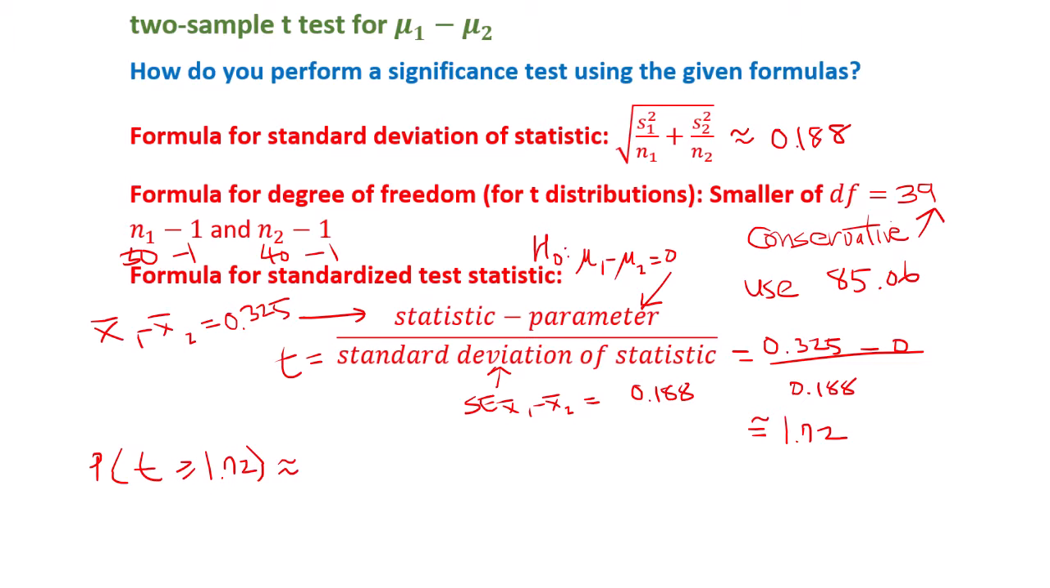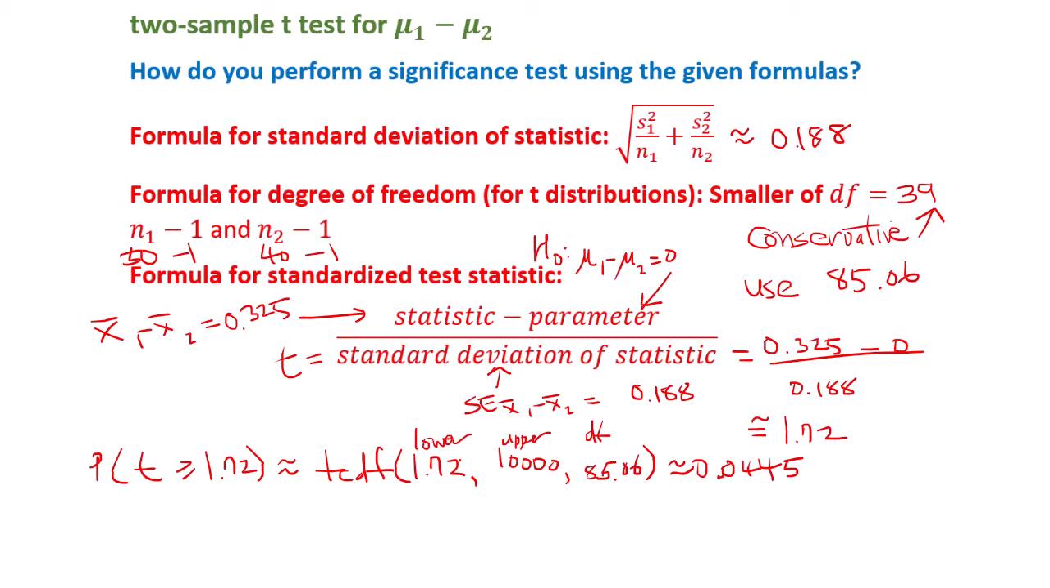Well, we already did this in the previous slide, but the probability of getting a t critical value of 1.72 or greater can be calculated using the t cumulative density function. Our lower bound is 1.72. Our upper bound can be any large number. I'll plug in 10,000. The degree of freedom given to us by the calculator is 85.06. It comes out to approximately 0.044. Actually, I think it comes out to 0.0445, which is in line with what we got using the two-sample t-test function of 0.044.